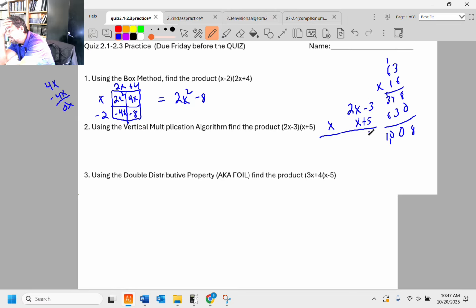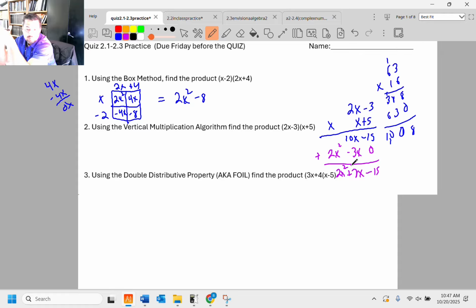Let's see, 5 times -3 is a -15. 5 times 2x is 10x. And there is a 0 here. It's there because we need to shift left. x times -3 is -3x. x times 2x is 2x squared. And we still add down. So -15 plus 0 is -15. 10x minus 3x is positive 7x. And then you have your 2x squared. So 2x squared plus 7x minus 15.